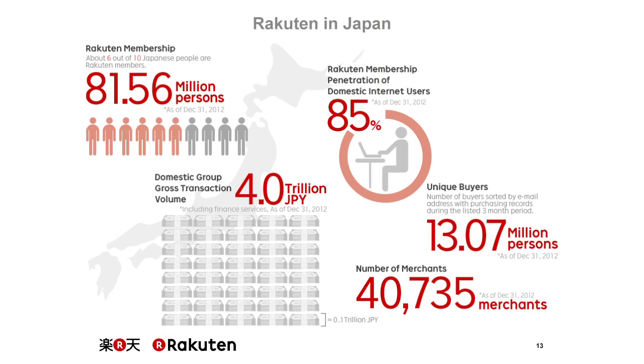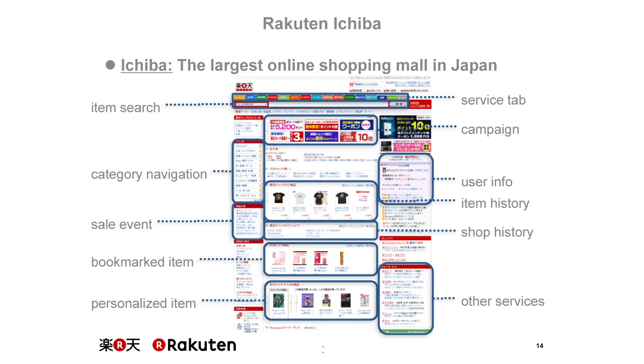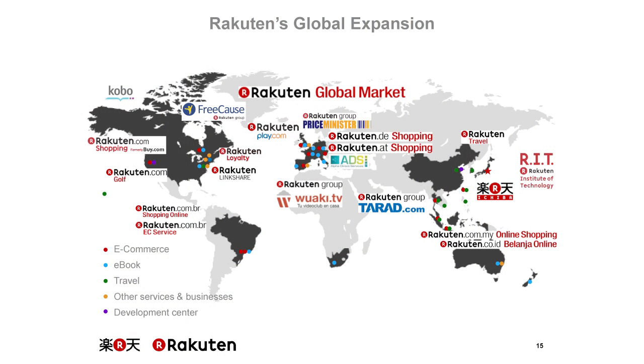Here are some figures which show service penetration. About 85% of Japanese internet users have Rakuten accounts, and transaction volume is about 4 trillion yen in 2012. Okay, this is one of our key services, Rakuten Ichiba, which is the largest online shopping mall in Japan. This is the Rakuten Ichiba top page. At first impression, it's like a mess, but as you can see, we are offering many functions so that users can enjoy looking around so many items and so many shops. And now we are expanding our business overseas, so we have shopping malls in the US, Europe, Asia, and others.